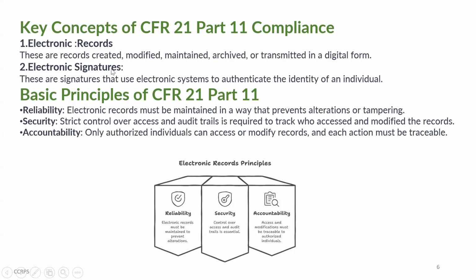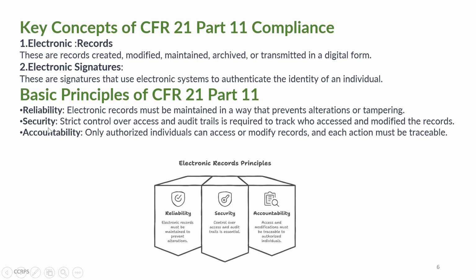Key concepts of CFR 21 Part 11 compliance. Electronic records: these are records created, modified, maintained, archived, or transmitted in digital form. Electronic signatures: these are signatures that use electronic systems to authenticate the identity of an individual or professional. Now, the basic principles of CFR 21 Part 11.